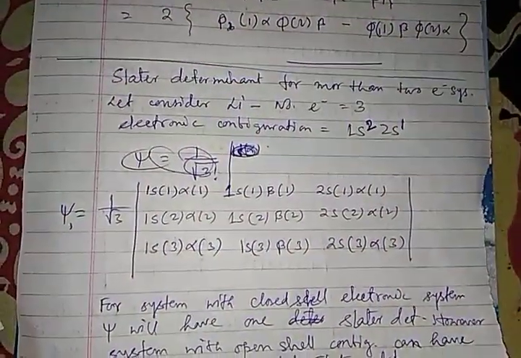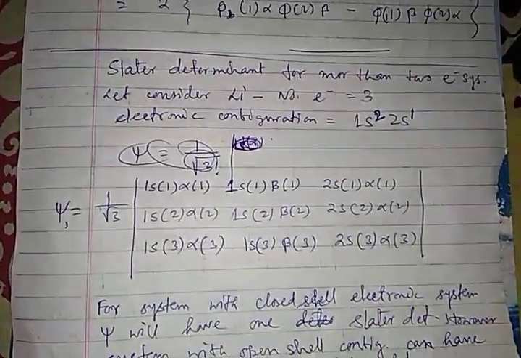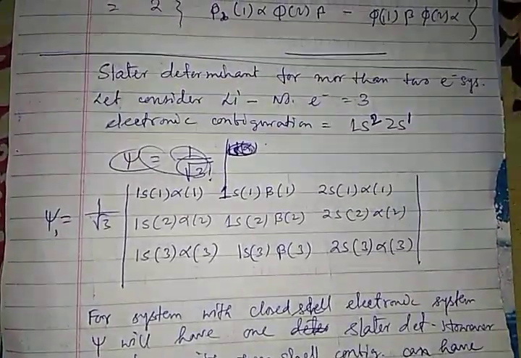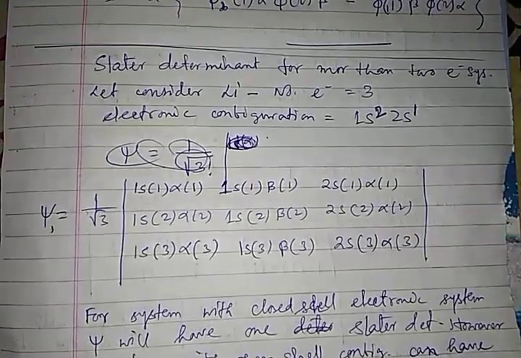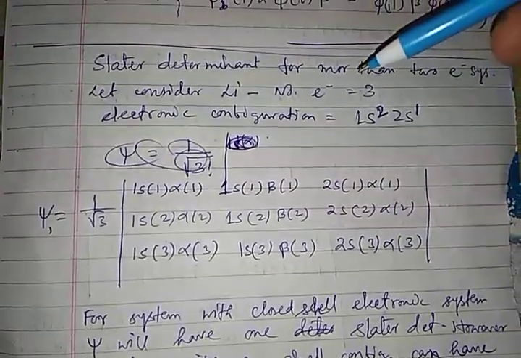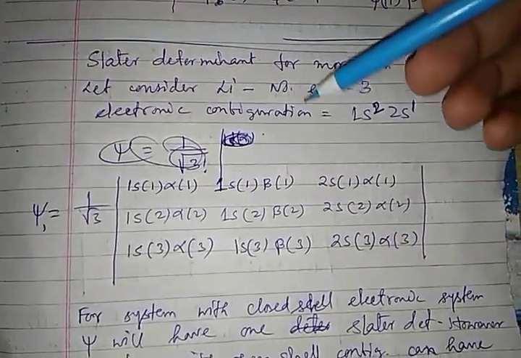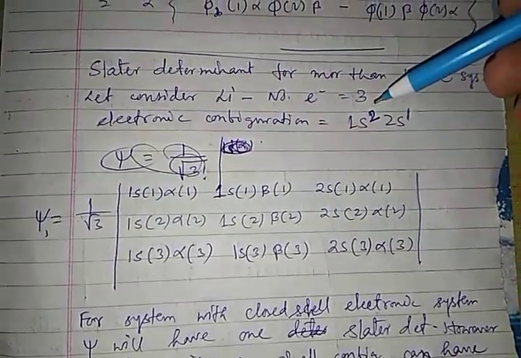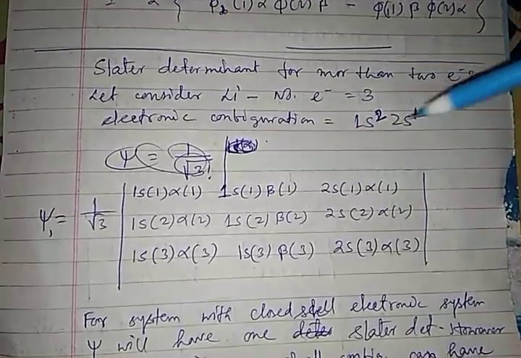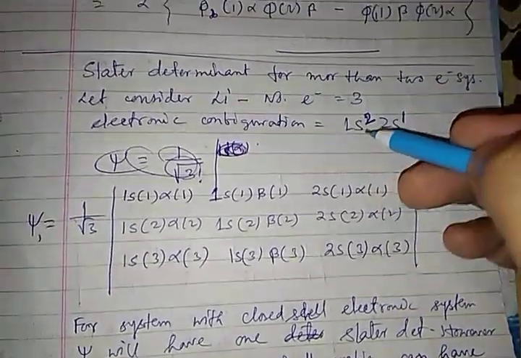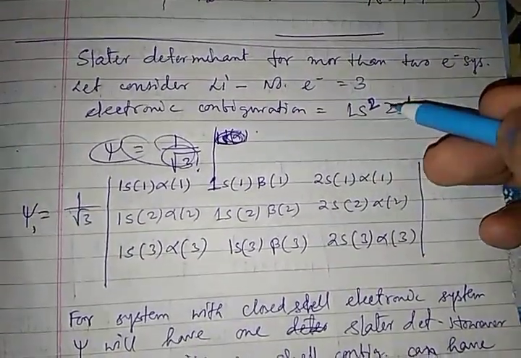Now if I go to a higher number of electrons, that is, more than 2 electrons, how could I represent the Slater determinant for that system? Okay, now consider a 3-electron system. Let's say this is lithium. So this lithium will be represented as a 1s2 2s1 electronic configuration.